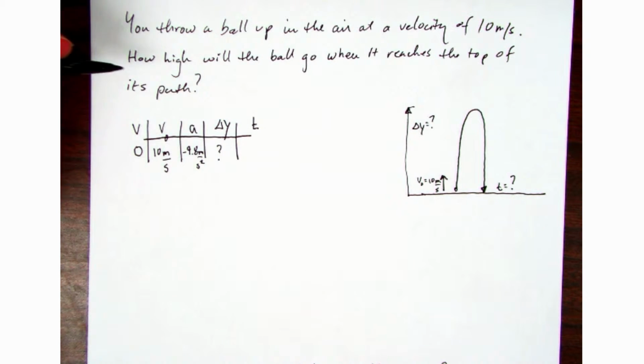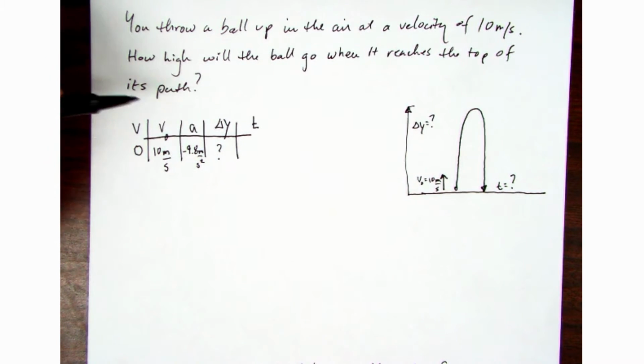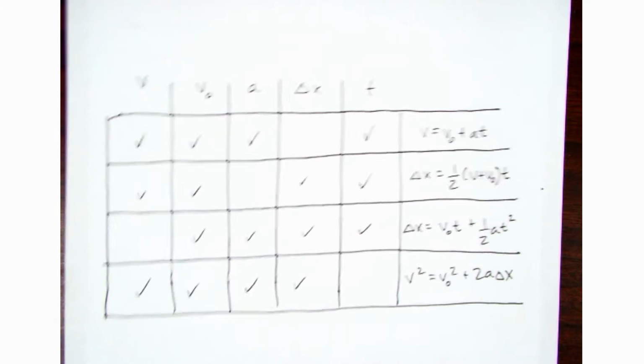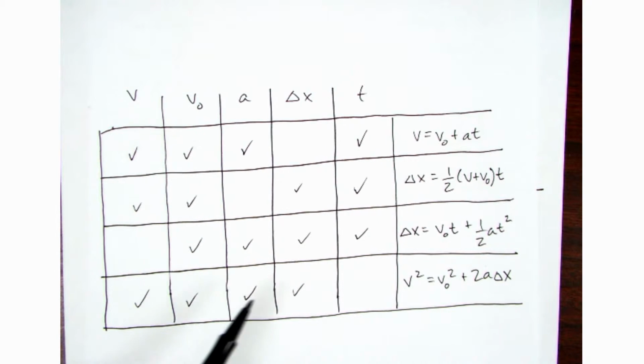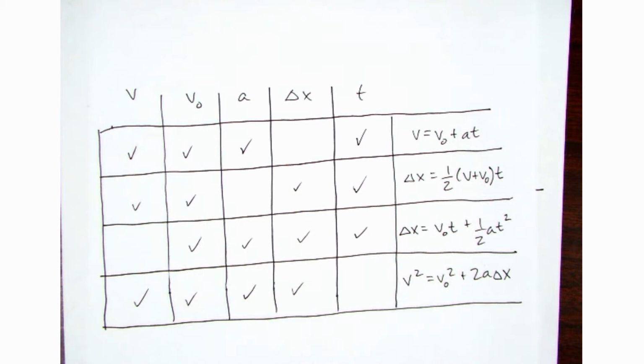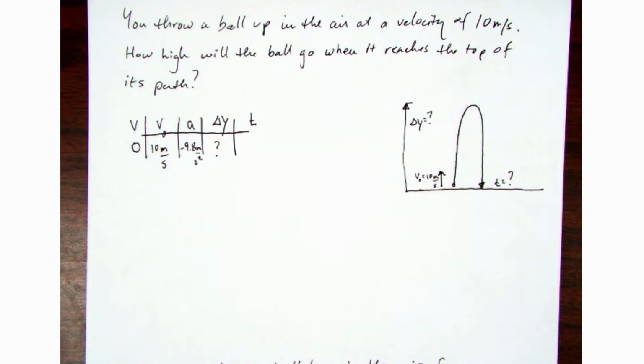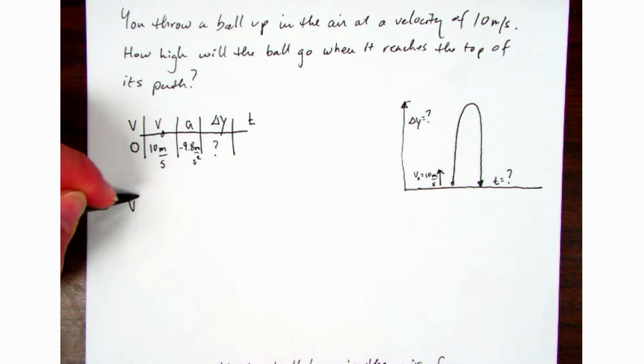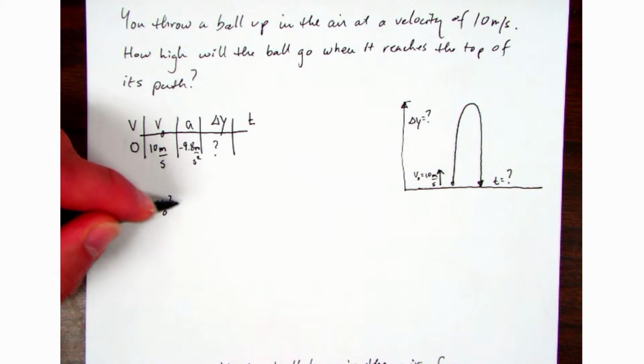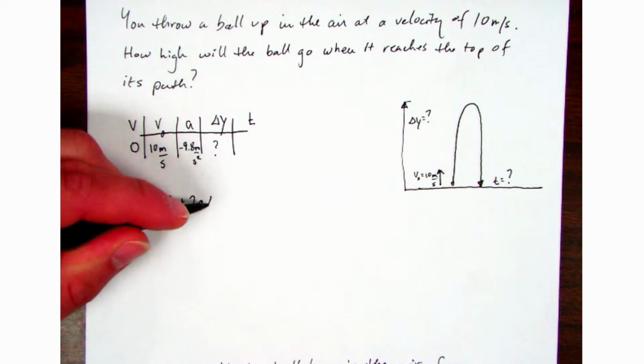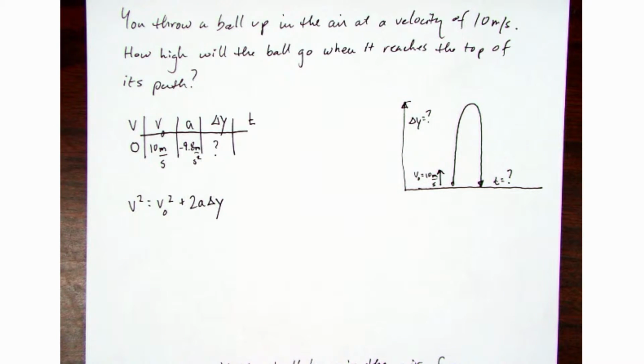So that's my question mark. So I look at the variables that I have and the one I'm looking for, and then I look at my chart, and the one that has those 4 things in it is equation number 4. So I'm going to write that down. v squared equals v naught squared plus 2a delta y. I'm going to put a delta y in instead of delta x this time.